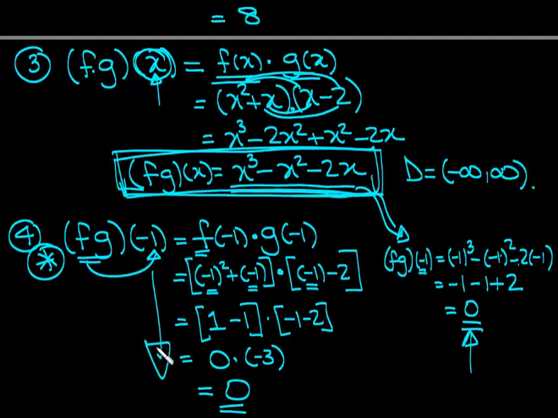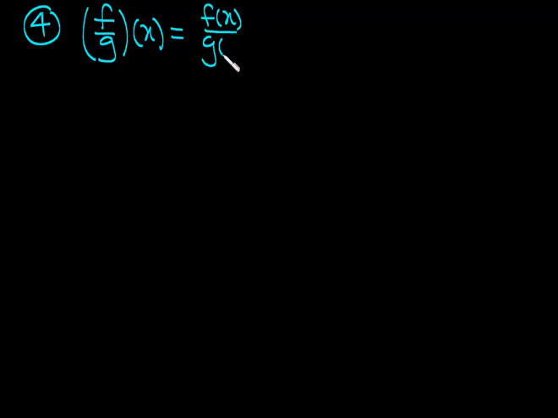It's much faster. Okay. The last example of this is this. Let's say they want us to find f divided by g of x. So you take f of x divided by g of x. So I want to find the new function f divided by g. f of x was x squared plus 2x, and g of x was x minus 2. So there's my new function.